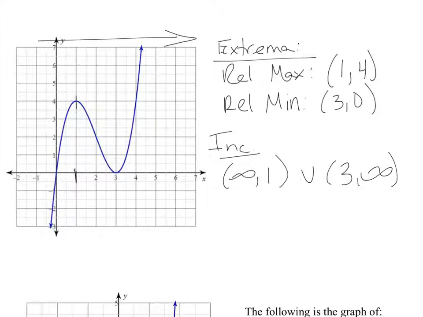So where would the car be going down? So decreasing, again, your x values, it's just in this distance right here, from here to here. So it's 1 to 3. Always use the parentheses here, because right at the extreme points, it's not going up or going down. The car is kind of steady.